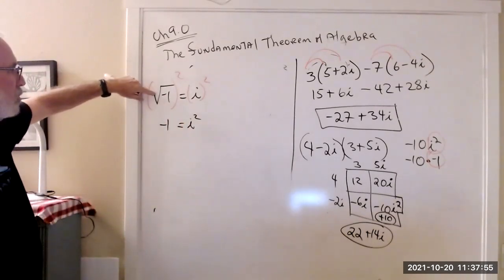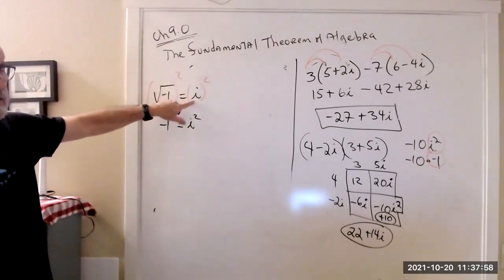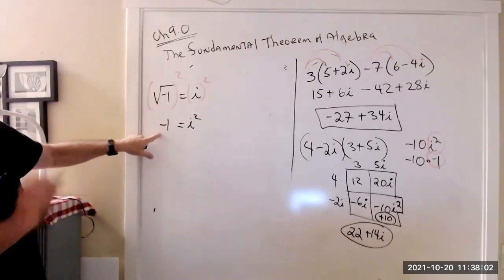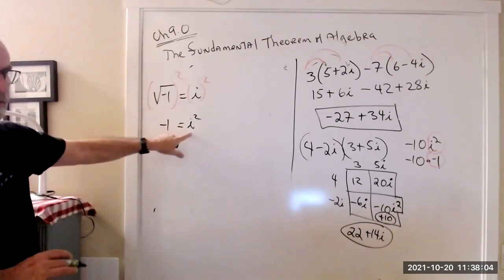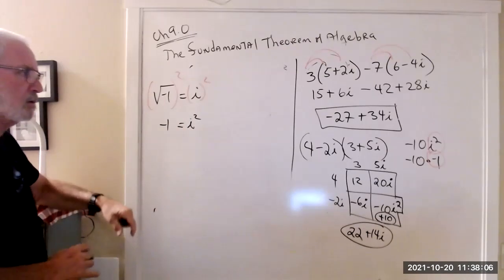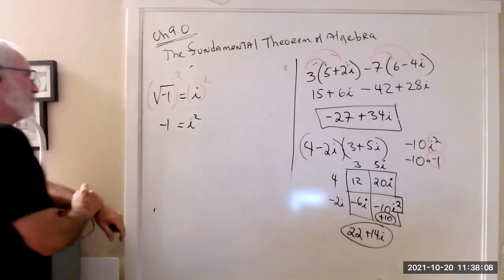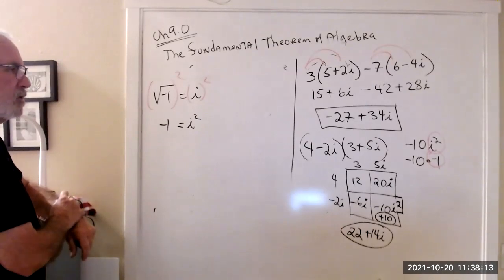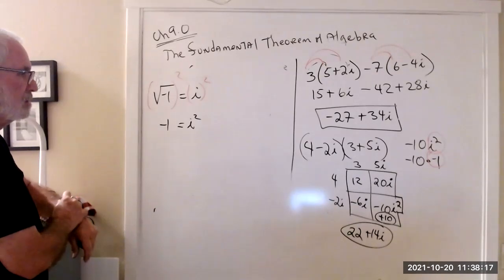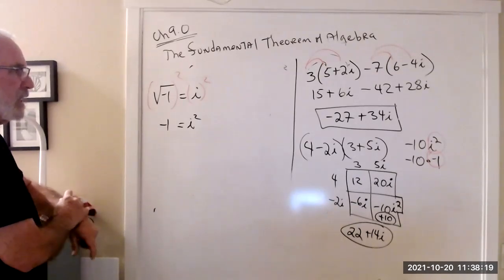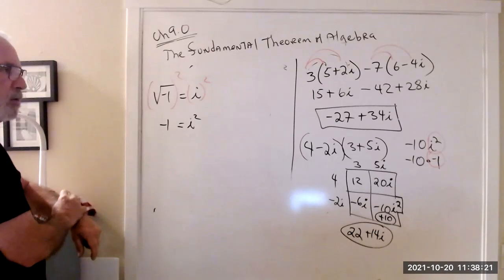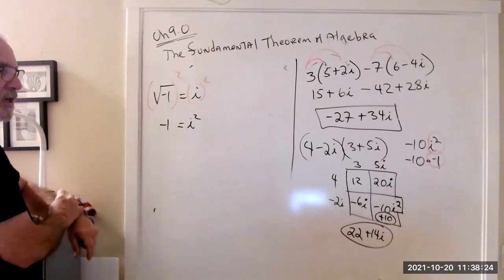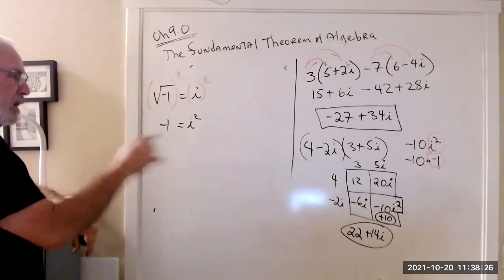The square root of negative 1 equals i. But negative 1, no square roots, equals i squared. Double check your notes. You okay with that? If I said that, I was wrong. I'm pretty sure I wrote it right. I may have said it wrong.